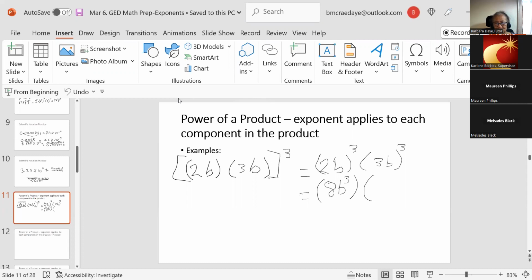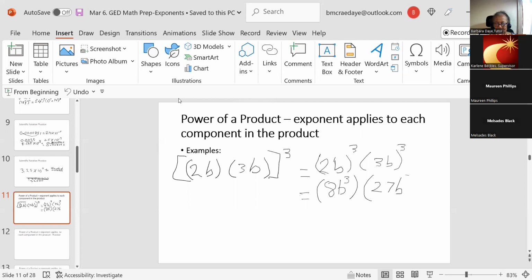Right, now go to your 3b to the third, Mercedes. What's that equal to? Okay, that would equal 27b to the third power. That's it. Very good. 3 times 3 times 3, and that's 27.